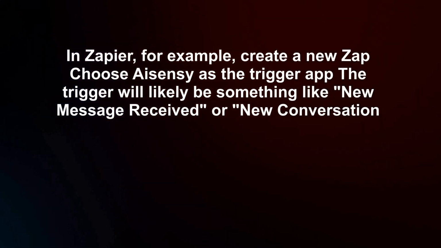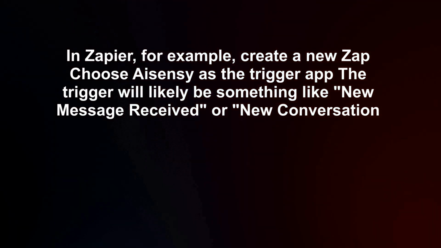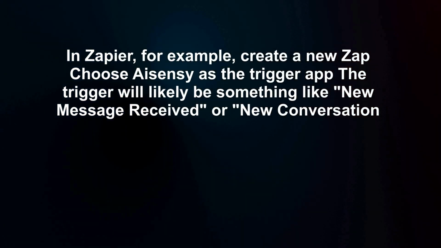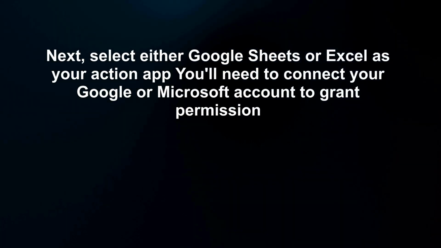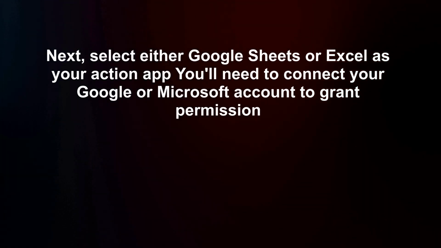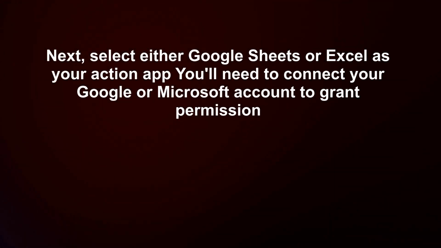In Zapier, for example, create a new Zap. Choose Aisensy as the trigger app. The trigger will likely be something like new message received or new conversation. Next, select either Google Sheets or Excel as your action app. You'll need to connect your Google or Microsoft account to grant permission.